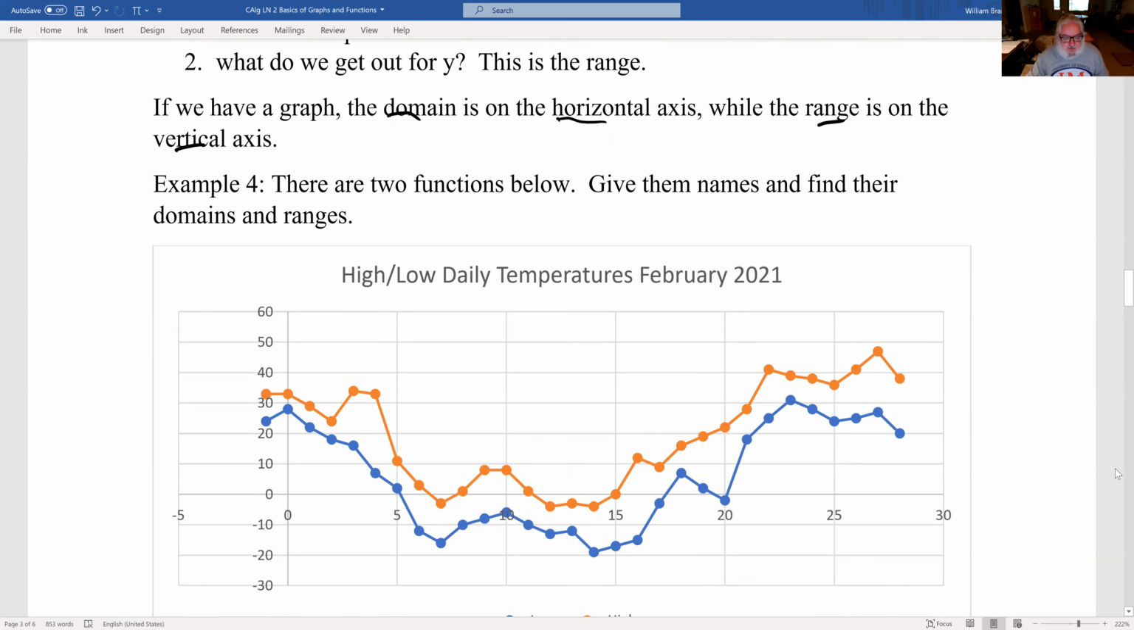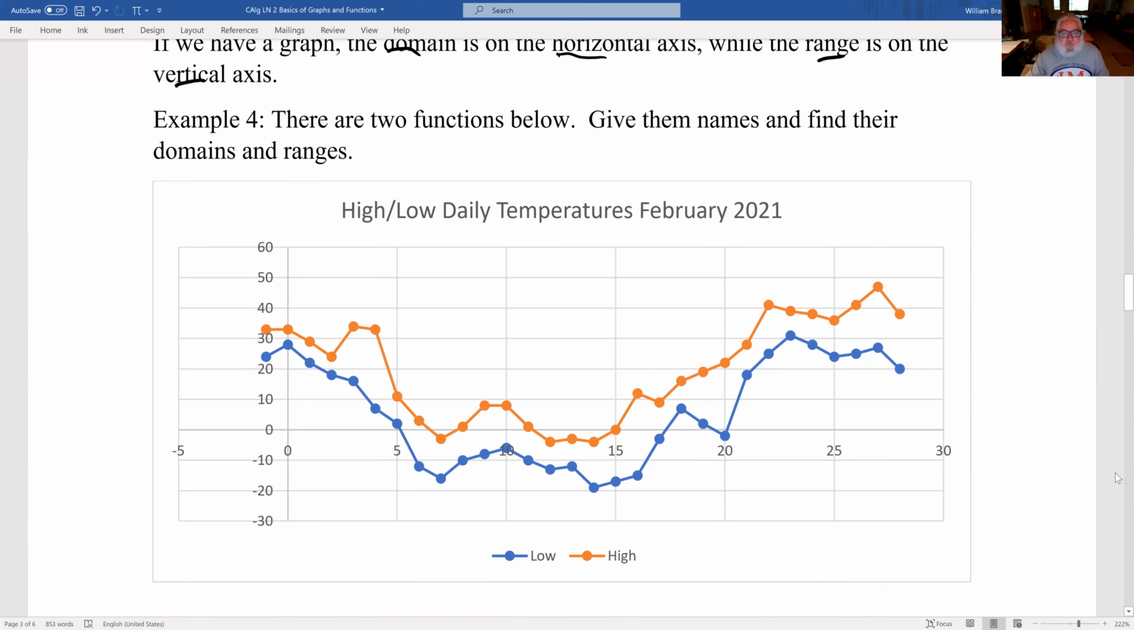So here are two functions, an orange one and a blue one. We want to give them names and find out the domains and ranges. So first off, we have to label our x-axis. This is our x-axis. These are days. So I'll call this D for days. And then my y-axis is here. And I'll call my y-axis T for temperature, and it's measured in degrees Fahrenheit.